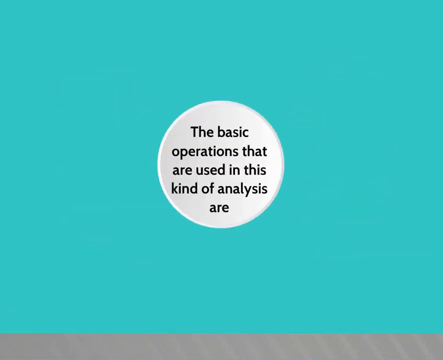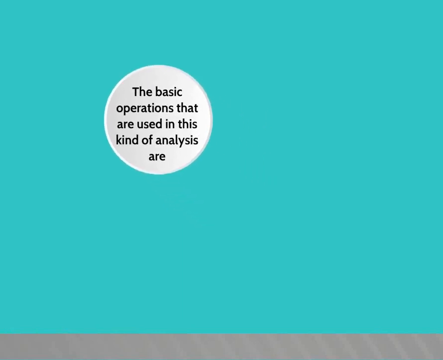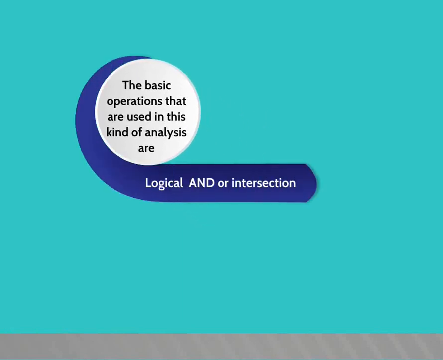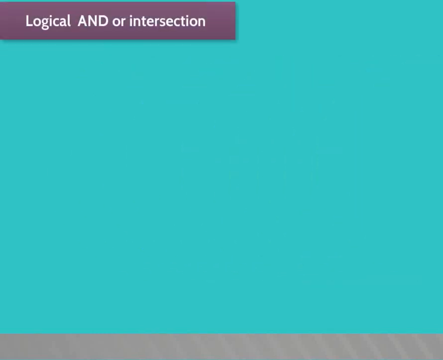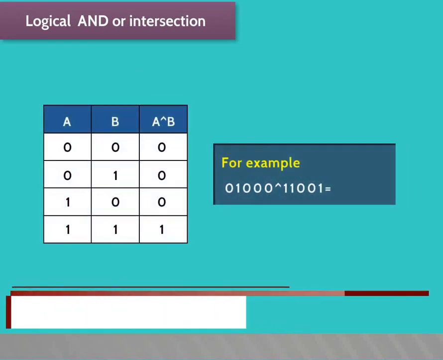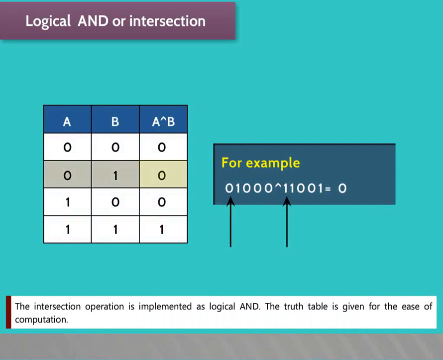The basic operations that are used in this kind of analysis are logical AND or intersection, logical OR or union, and difference. Logical AND or intersection. The intersection operation is implemented as logical AND. The truth table is given for the ease of computation.